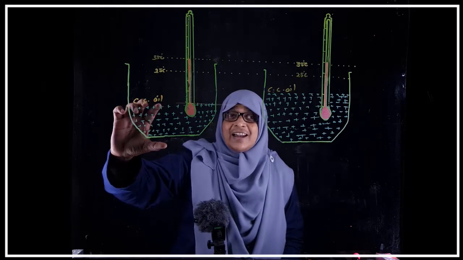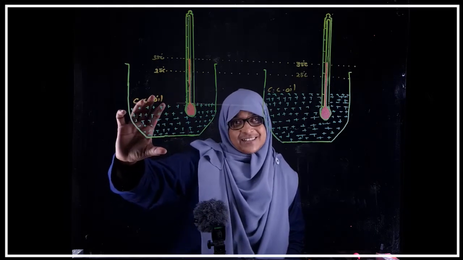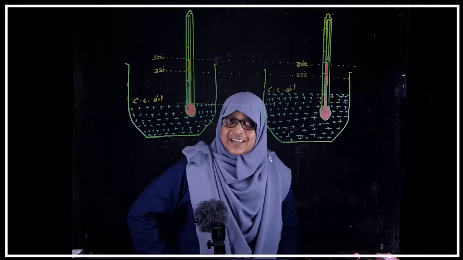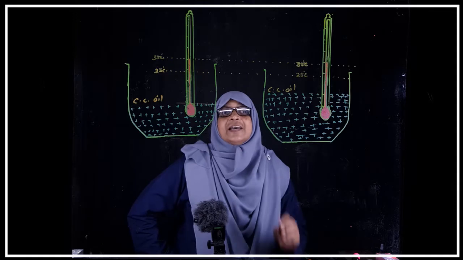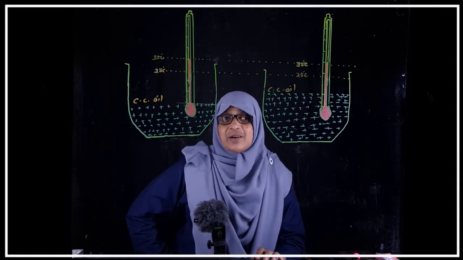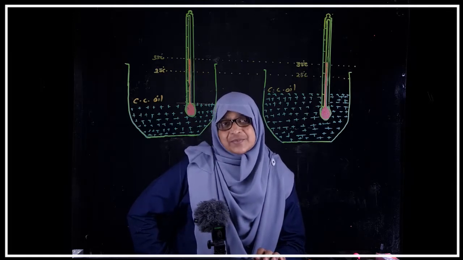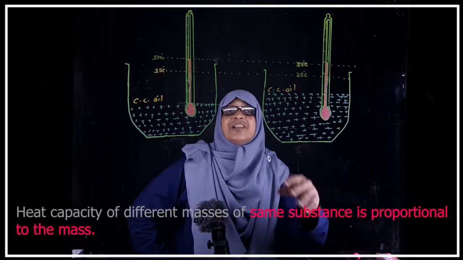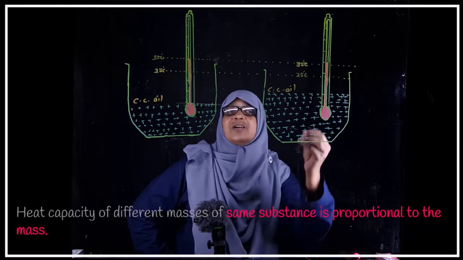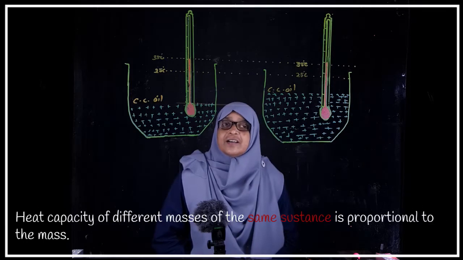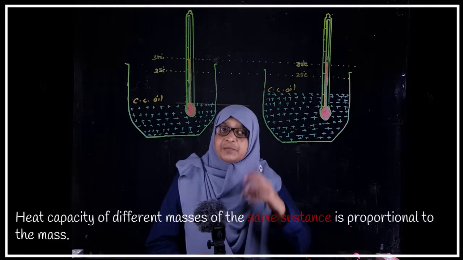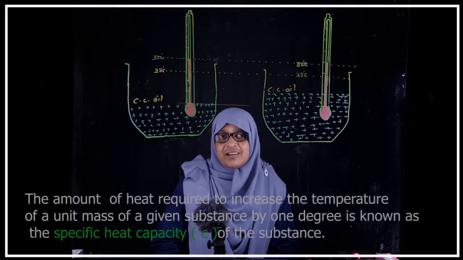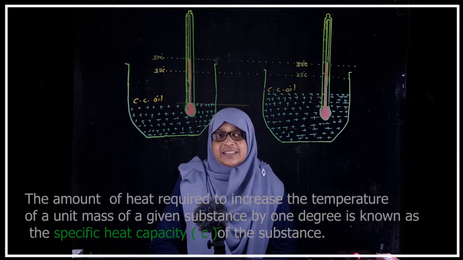Less coconut oil required less amount of heat. Much coconut oil required much amount of heat. So, the heat capacity depends on the mass of the substance. When doubling the mass, the required amount of heat also doubles. So, the heat capacity of a unit mass of a given substance is constant. That is called the specific heat capacity.